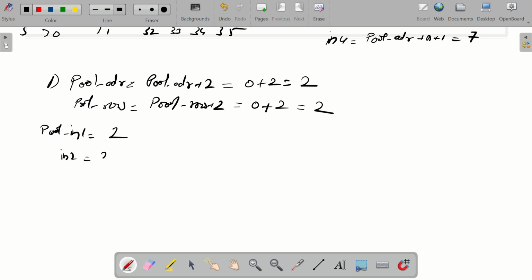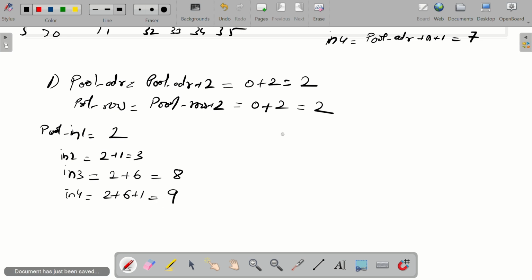In2 will be 2 plus 1, which is 3, and in3 will be pool address plus the total number of rows, or you can say it is 2 plus 6, which is 8. My in4 is the pool address plus total number of rows plus 1, which is 9. So my next set of pixels for which I need to do the polling is 2, 3, 8, 9.